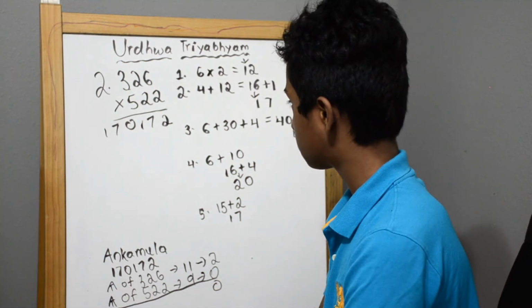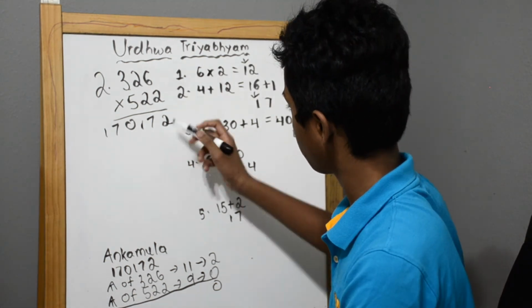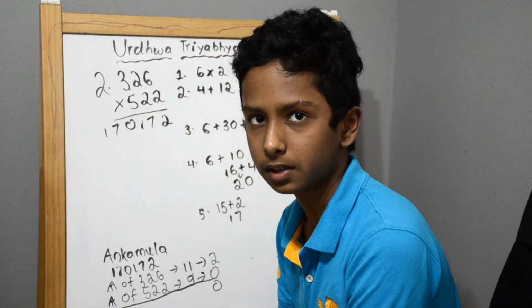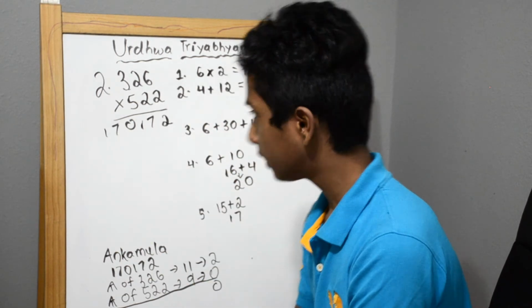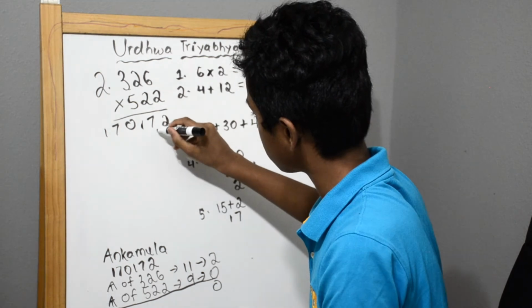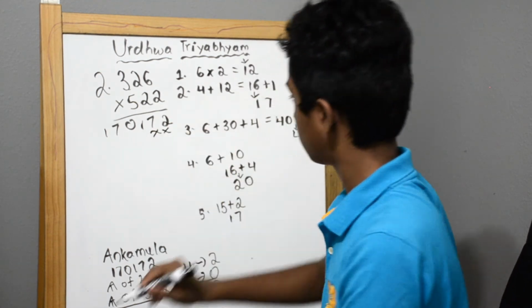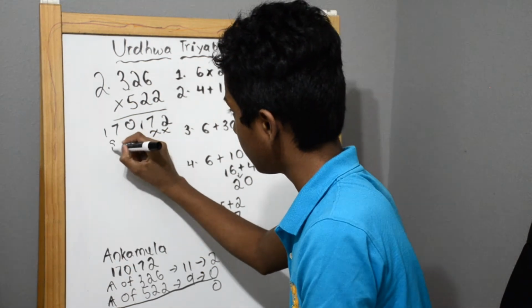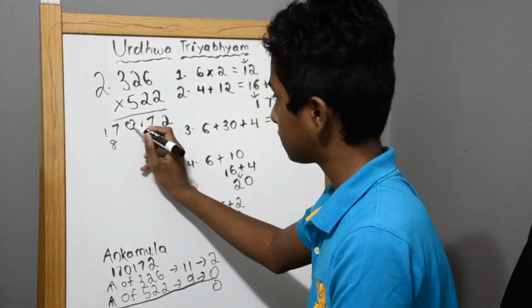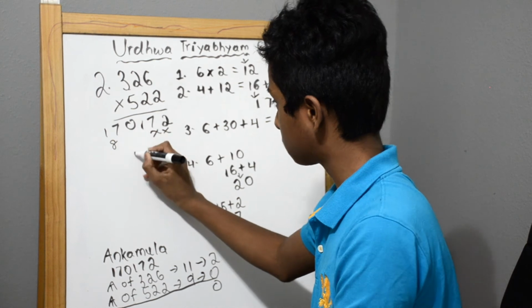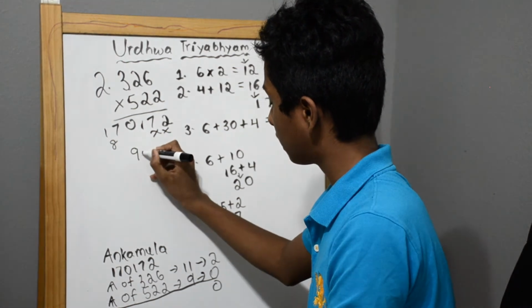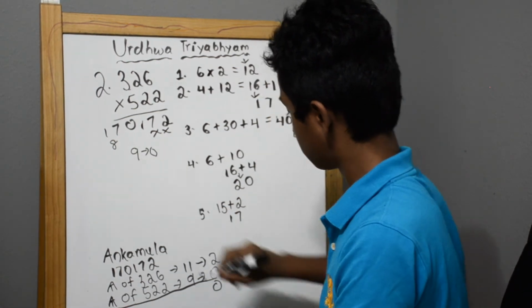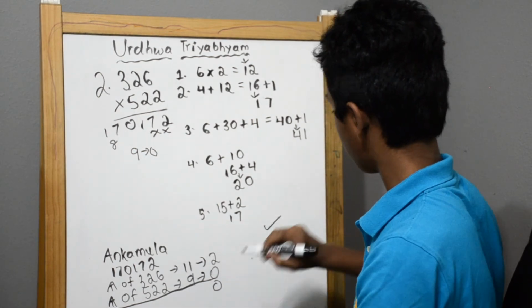So when I see this problem, I see that 7 plus 2 adds up to 9. So what I can automatically do is cross out these two numbers. And I'll be left with this. 1 plus 7 is 8. 8 plus 0 is 8. 8 plus 1 is 9. And 9 counts as 0. So the answer is correct.